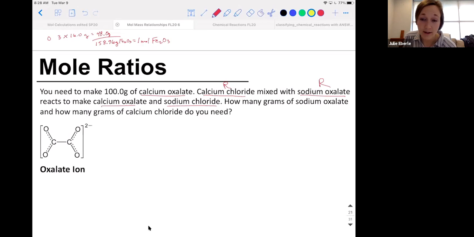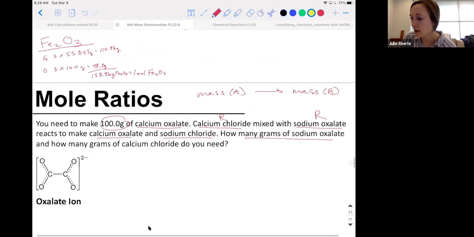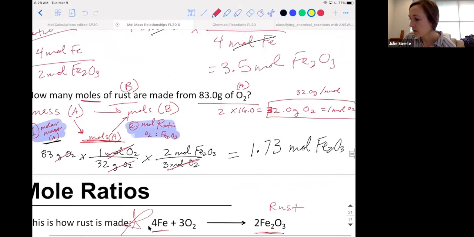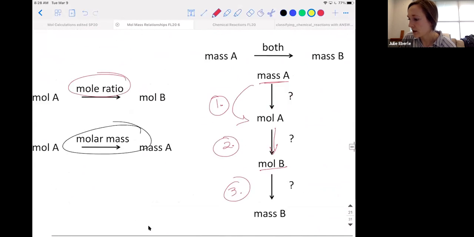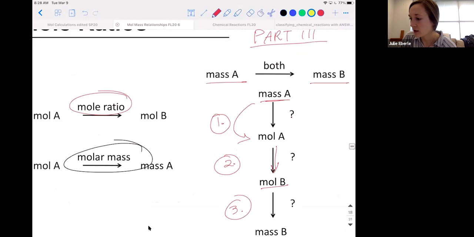So let's write a balanced chemical reaction first off. Here's what I noticed. We've got grams of calcium oxalate given, and then it says how many grams of sodium oxalate. So this is a mass of substance A to mass of substance B problem. This is a 3-part problem. If you remember from the diagram, this is how we're going to work it. When you are given the mass of A and you're asked for the mass of B, you use both. Both what? Both a mole ratio and molar masses. And that's what we're going to do.